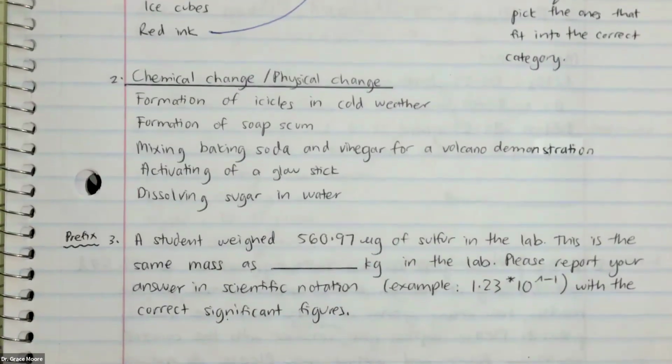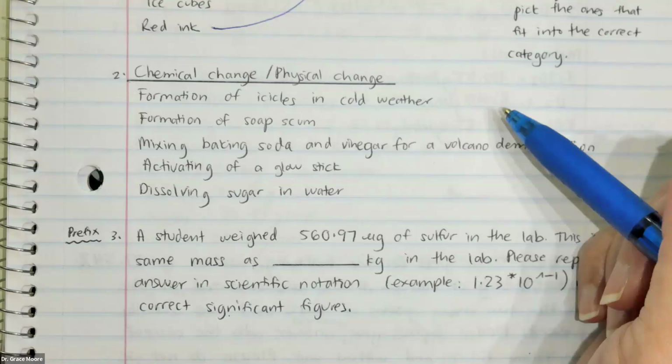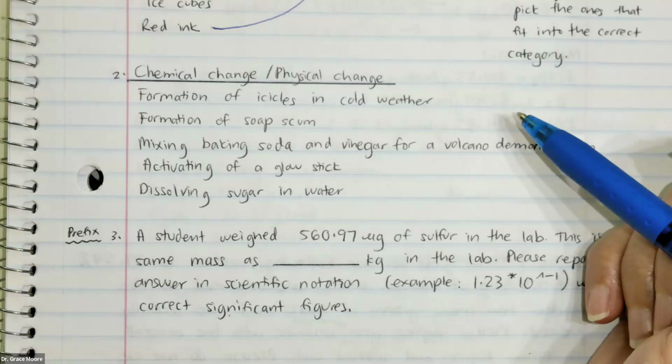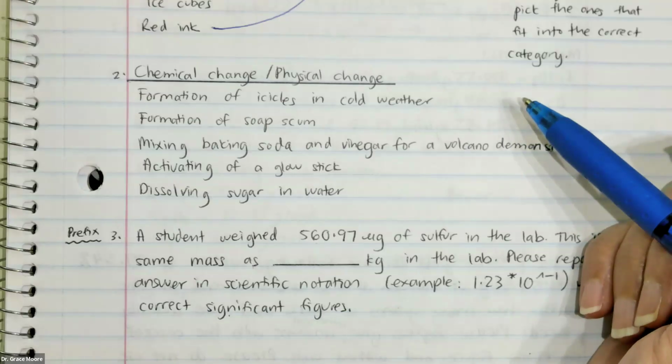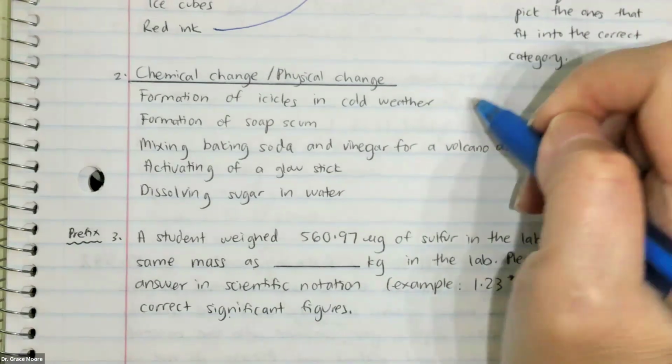The next question, physical versus chemical change. Let's look at this one here. Formation of icicles in cold weather. So basically it's just ice forming, right? So that's a phase change, and phase change would count as physical change. So this one's physical.